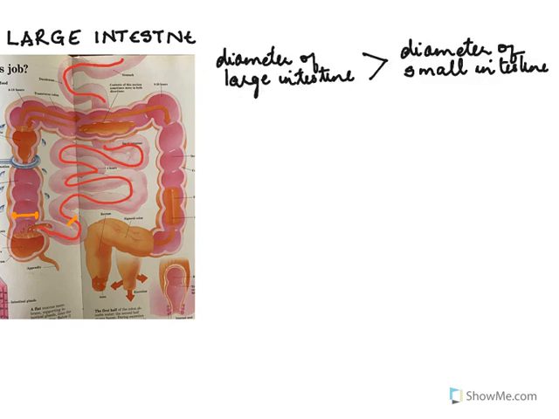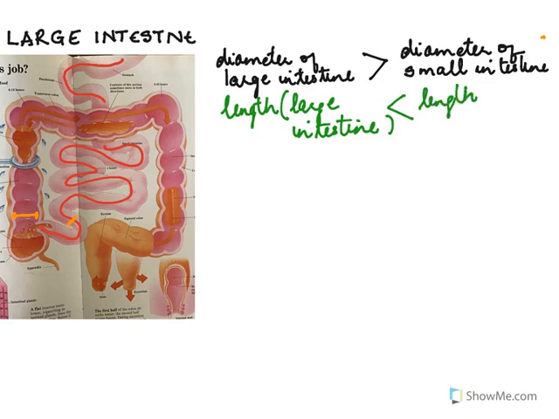So we have seen that, again I repeat, the large intestines has got a bigger diameter than that of the small intestines. When it comes to length, that we already know, the length of the large intestine is less than the length of the small intestines. Okay, so these are two differences. There are many more differences. This is one of the differences in the structure of the large and the small intestines.